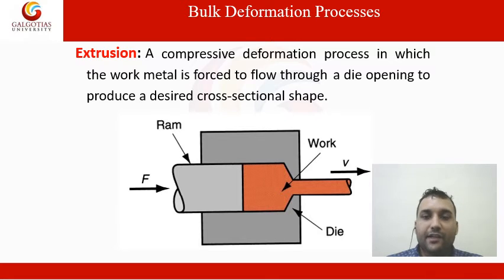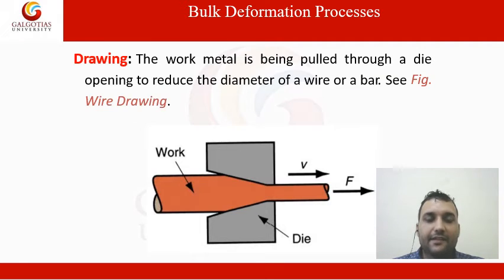Extrusion is a compressive deformation process in which the metal is forced to flow through a die opening to produce a desired cross-sectional shape. Here, the ram is used to force the workpiece through a small opening of the desired size. This is the same process in which we squeeze the toothpaste and the paste comes out through a small opening. Next is the drawing.